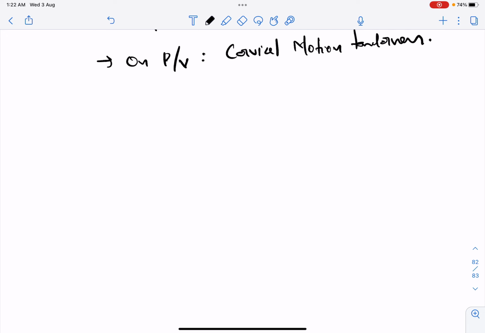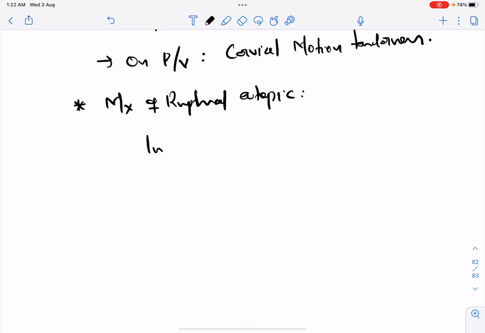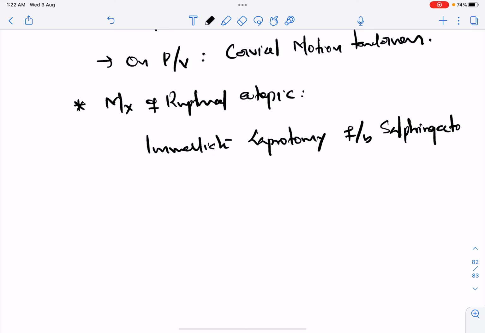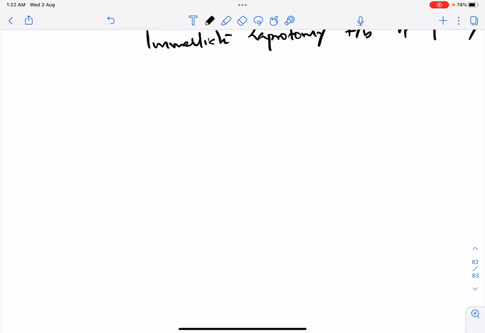Now moving on to the management part. Management of ruptured ectopic is nothing but immediate laparotomy. You have to open the abdomen, followed by salpingectomy. That is the treatment of ruptured ectopic. Now let's discuss unruptured ectopic.